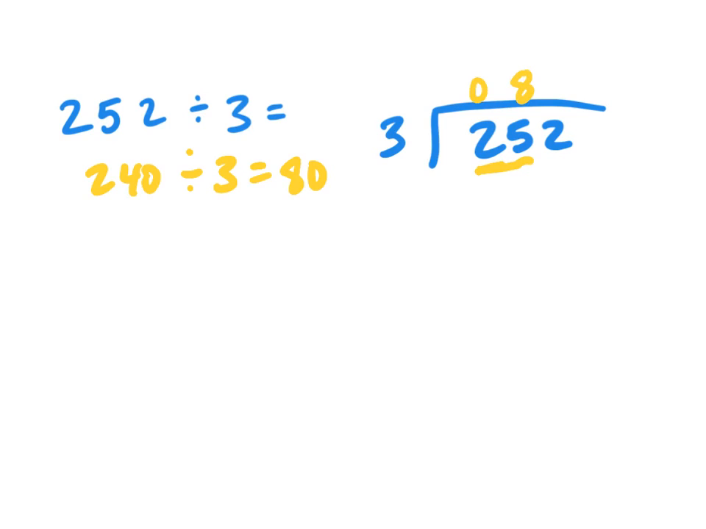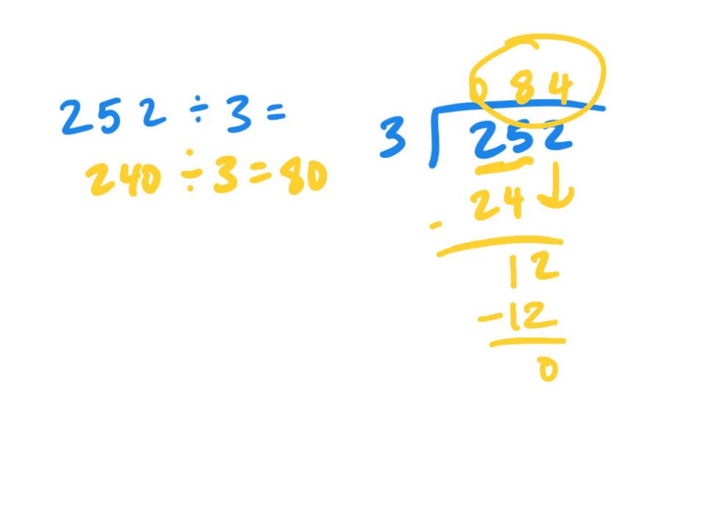So 3 times 8, which is 24, I'm going to subtract, left with 1, and then I bring down the 2. 3 goes into 12, 4 times exactly. 3 times 4 is 12. I subtract, and I'm left with 0, and there's no other digits to bring down, so my final answer, the quotient, is 84, which if I compare that to my estimate, 80 is pretty close.